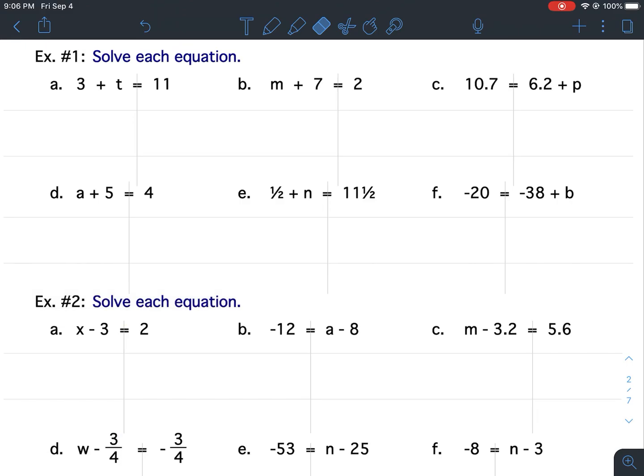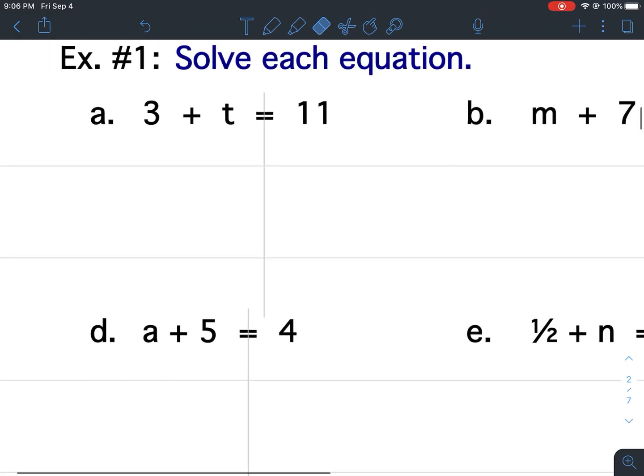Okay, example number 1. I'm going to use the inverse operation to isolate the variable. So to isolate the t, I need to get rid of this 3. It is a positive 3. The inverse to positive is negative. So I'm going to subtract 3 from both sides.